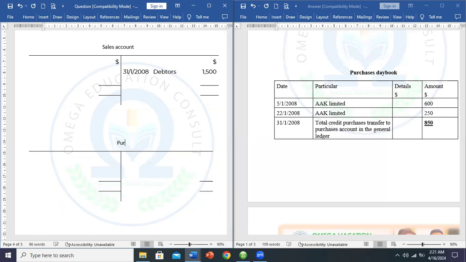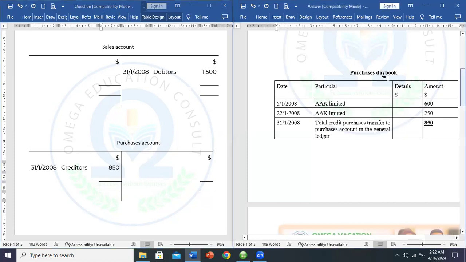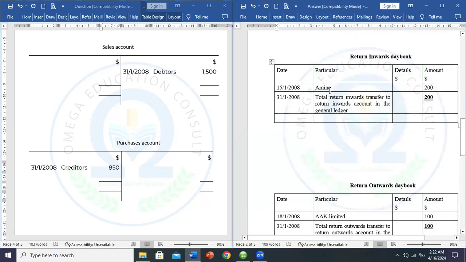So purchases account. And we are going to debit our purchases account with the total using the closing date 31st January 2008. The narration will be creditors, a total of 850. Very simple. Quickly, let's run through the return invoice and return outwards. So fortunately for the return invoice, it will go into the sales ledger because the person is a debtor, right? So Amina.